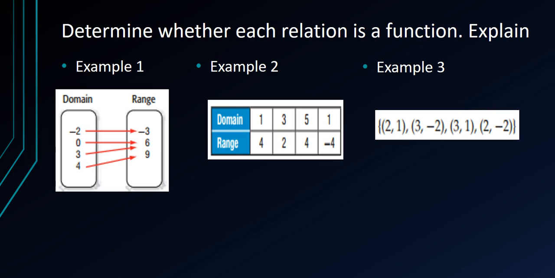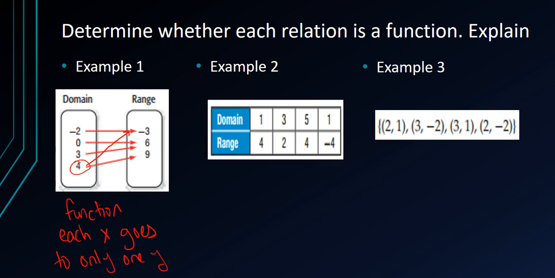Okay, so example 1, this is a function. Each x goes to only one y. So -2 only goes to -3, 0 only goes to 6, 3 only goes to 6, and 4 only goes to 9. The way this could be not a function is, for example, if 4 also went to -3. Then I have 4, my domain value, going to 2 range values, and then that would not be a function.